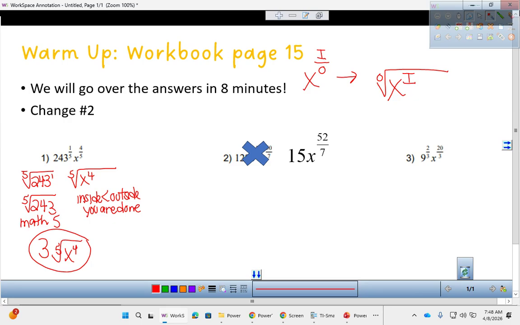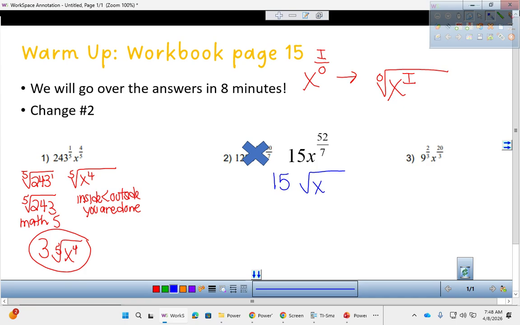I can only write something in a root if the exponent is a fraction. But the 15 doesn't have an exponent at all, which means I can't write the 15 in the root. Did anybody catch that? Put the 15 outside the root? Nice. All right. So the 15 is just going to stay as is. It's not going to go inside the root because it doesn't have a fraction. The only thing with the fraction here is the x. So I can write the x in the root.